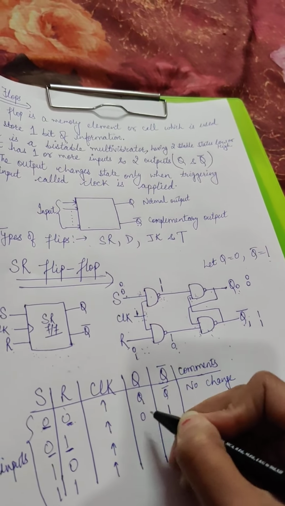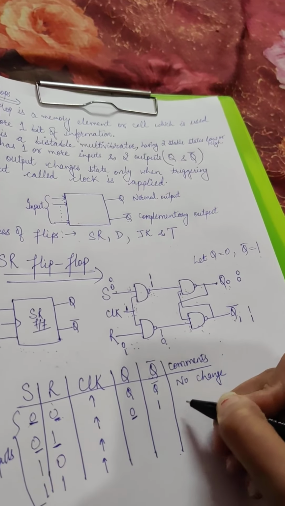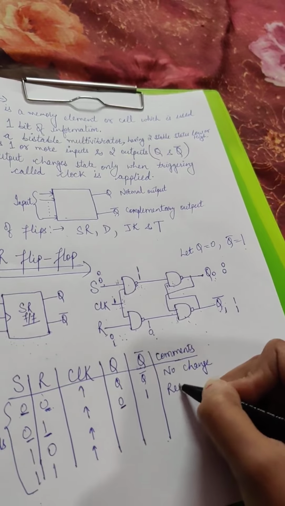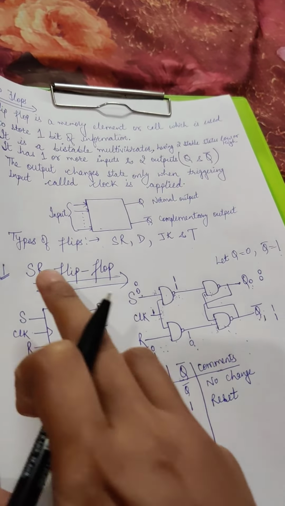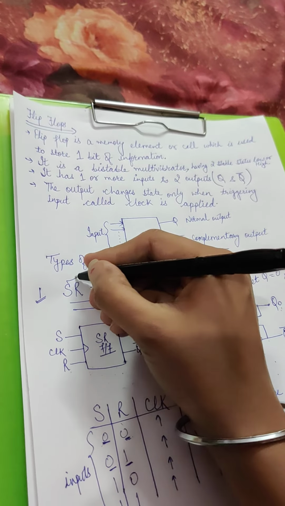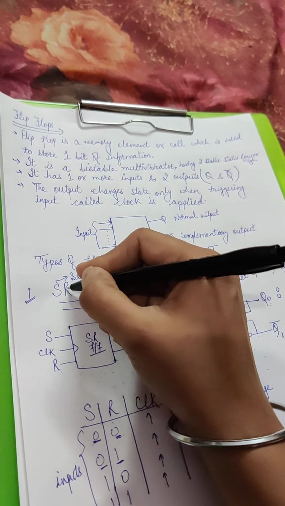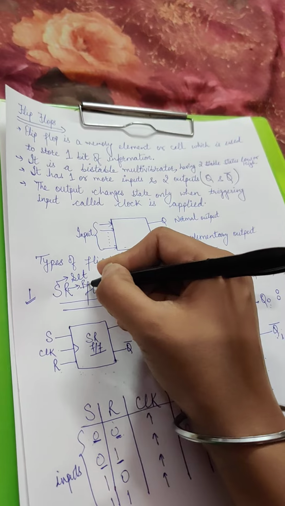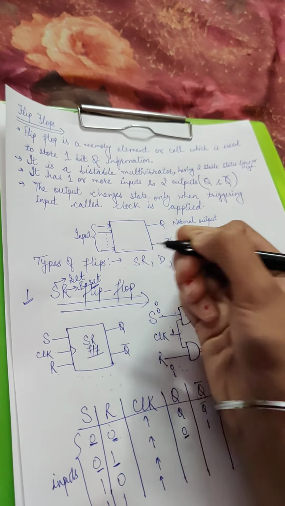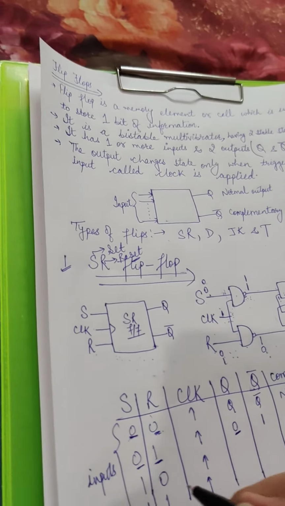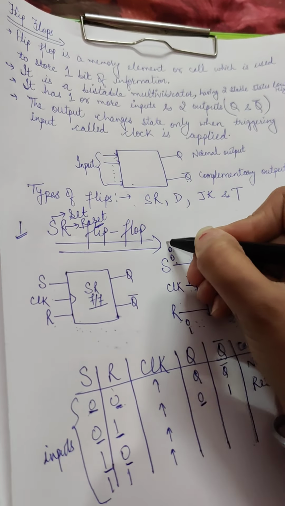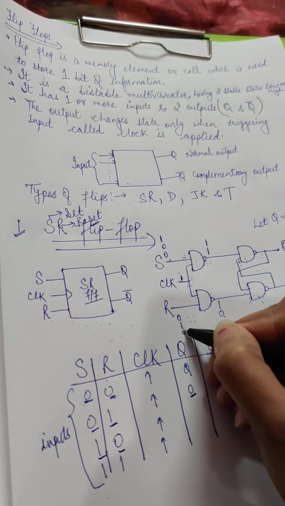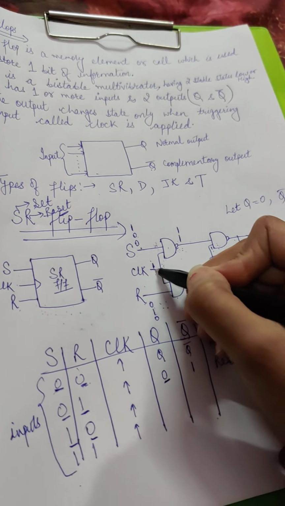In this case Q is 0 and 0 means reset. As this is SR, SR is set reset flip flop.